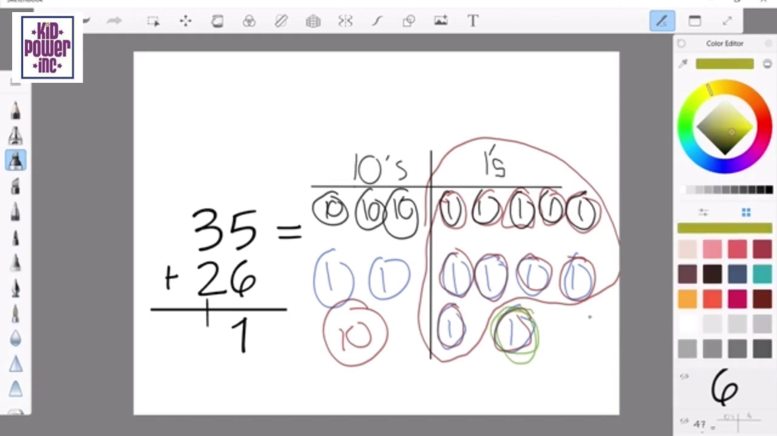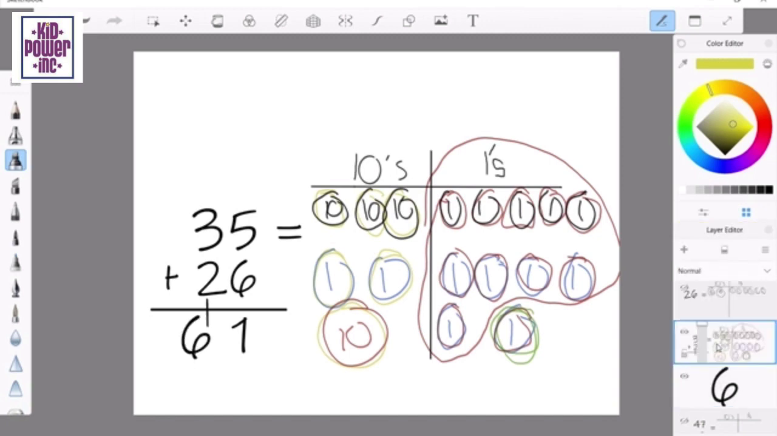Now let's add up the tens discs. We have 1, 2, 3, 4, 5, 6. So we can represent that with a big 6 here. So we have our answer. 35 plus 26 equals 61.